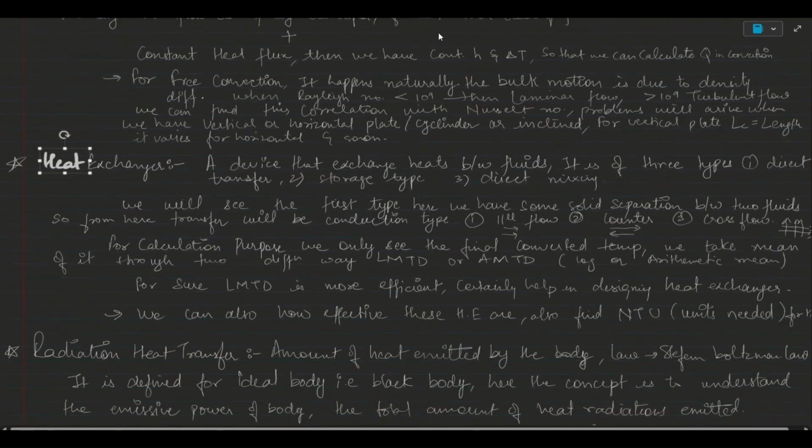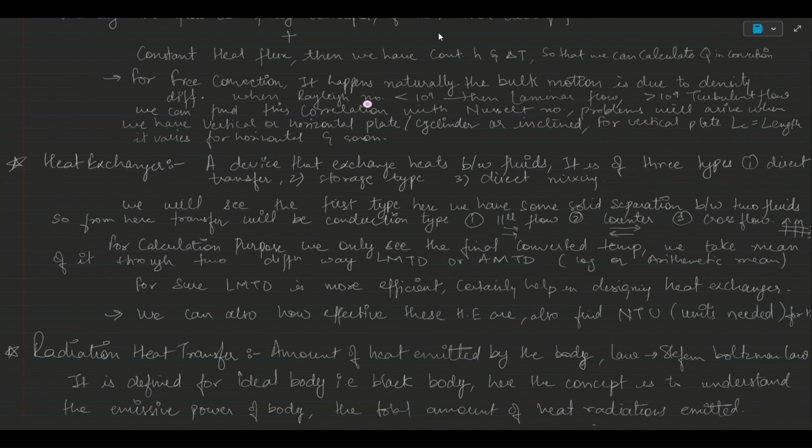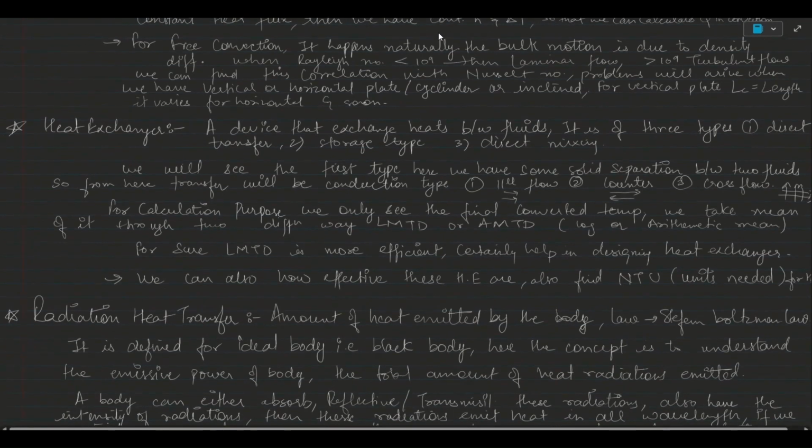Let's say free convection, we all know it's naturally done because of the difference in density. When the Rayleigh number is less than 10 to the power 9, we say the system is going to have a laminar flow. And if it is greater than 10 to the power 9, we would say it's a turbulent flow. There are some different conditions also, like whether my system is inclined or not. According to the orientation, we find out these flows also.